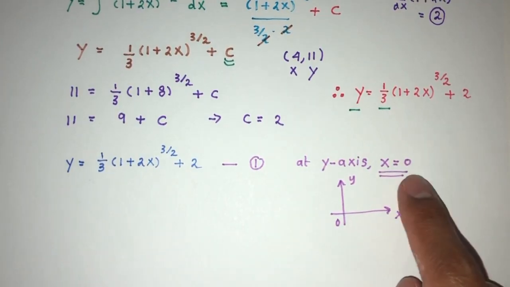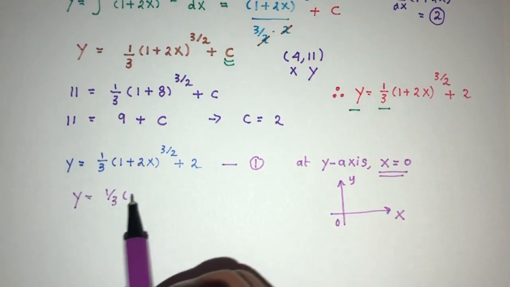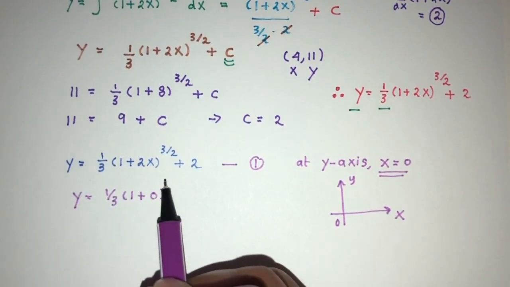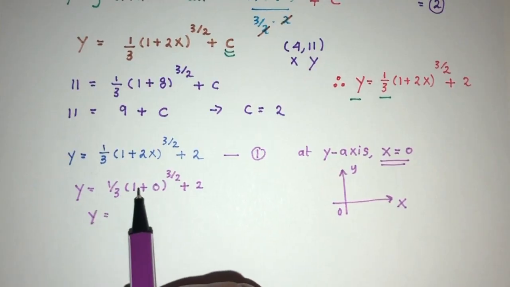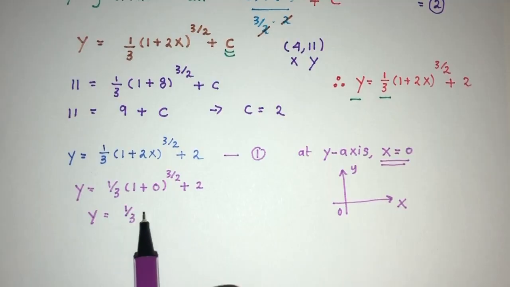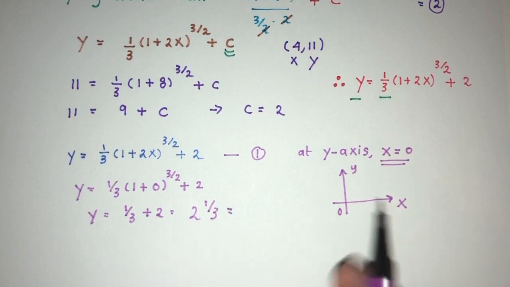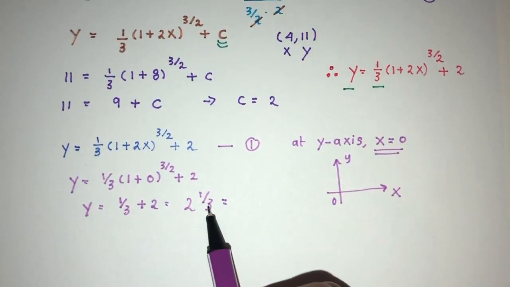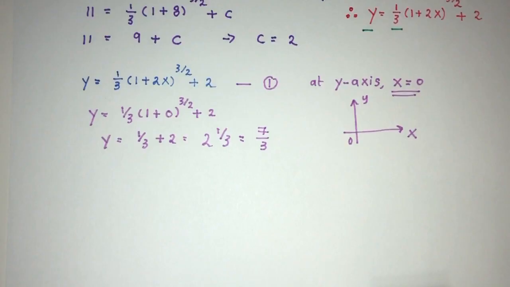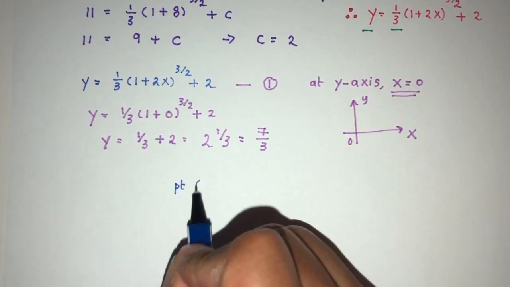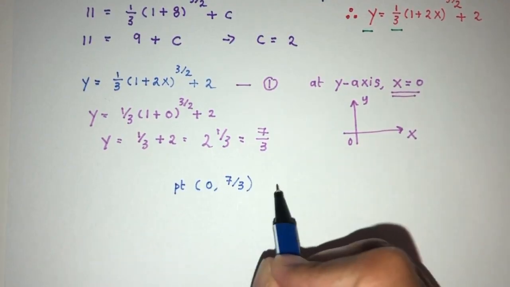So replace this value back in your equation. You will have y = 1/3 (1 + 0)^(3/2) + 2. So you will have y is equal to, this will be 1, that will be 1/3 plus 2, that will be 2 1/3. If you want to, you can always expand this, up to you. 2 times 3 is 6, plus 1 is 7, 7 over 3. So the point of intersection will be what? The point will be the x value is 0 and the y value will be 7/3.